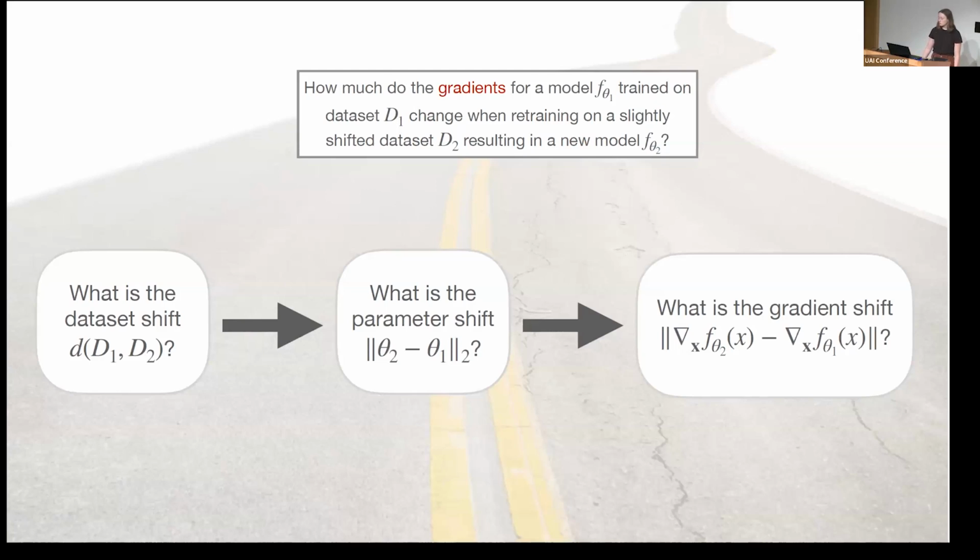So to do this, we're going to take a three-step approach. We first need to quantify the size of the data set shift. From there, we'll be able to measure the expected parameter shift, where theta2 is the parameters of the new model, and theta1 are the parameters of the original model. And then from there, we'll be able to bound the quantity that we're really interested in, that is, the size of the expected gradient shift.